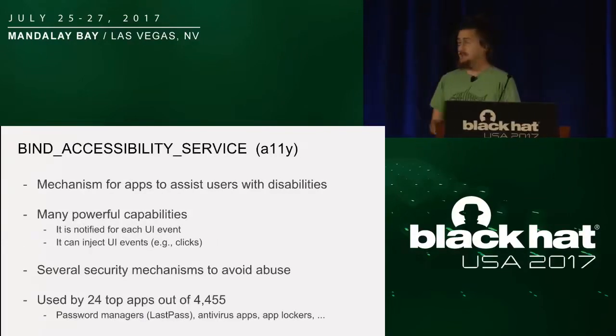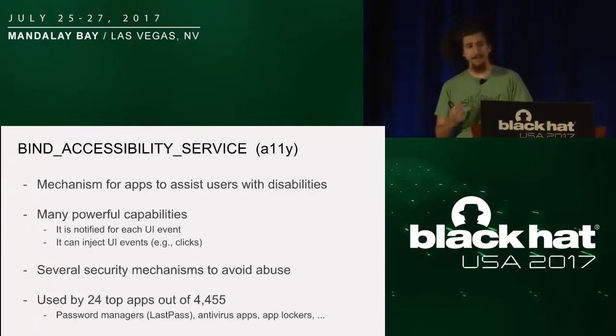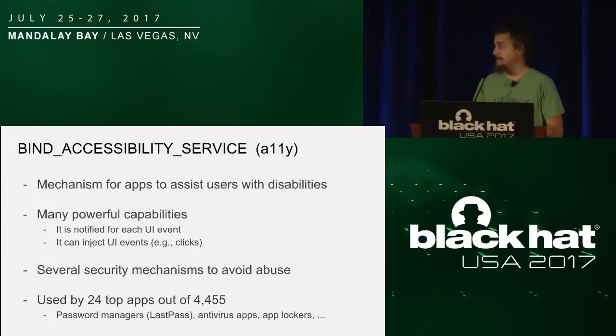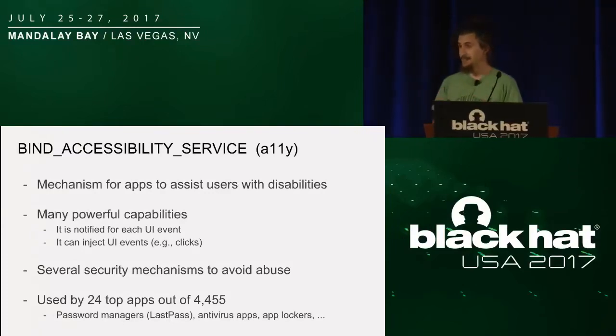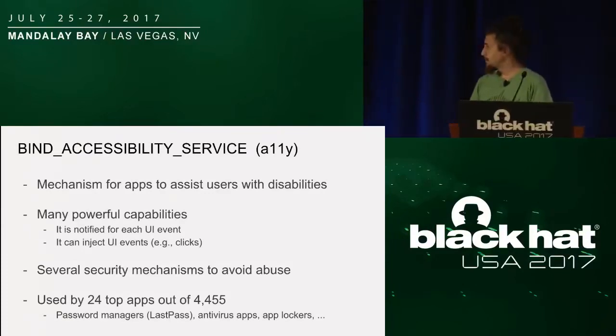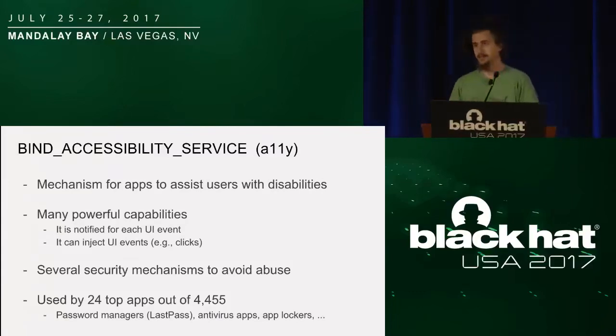The second permission is the accessibility service. In theory, it's a mechanism through which an application can assist users with disabilities. And it is very, very powerful. It is notified for each UI event, and it can also inject UI events, such as clicks and so forth. There are some security mechanisms to prevent abuse, but it's very, very powerful. It's also used by a number of applications, not that common, but it is actually used. For example, LastPass is using this permission to automatically fill your password in your forms.